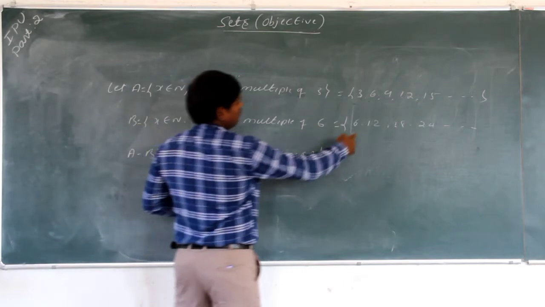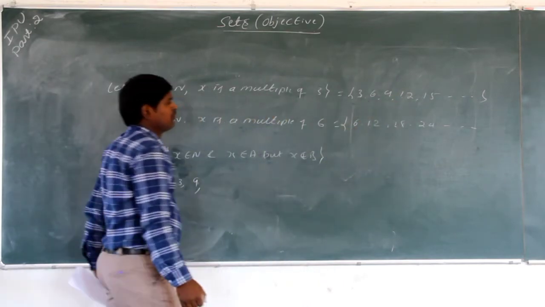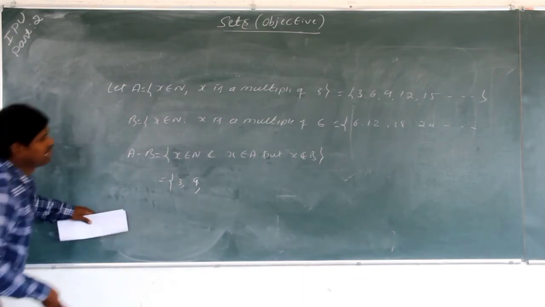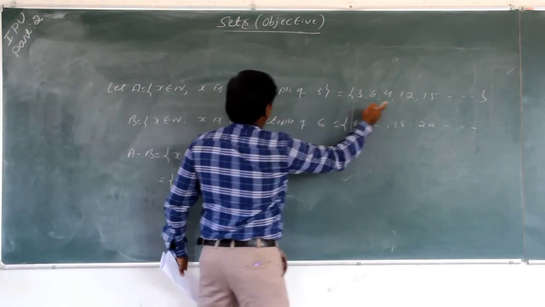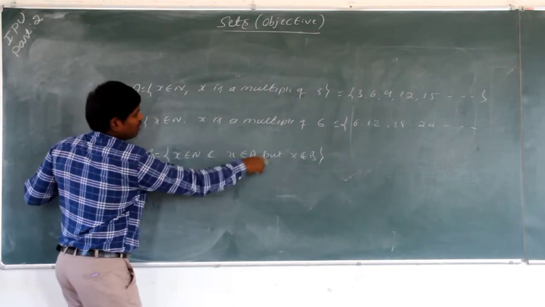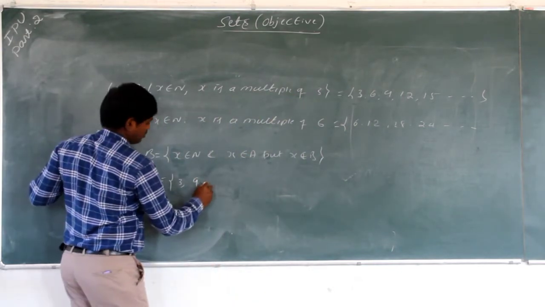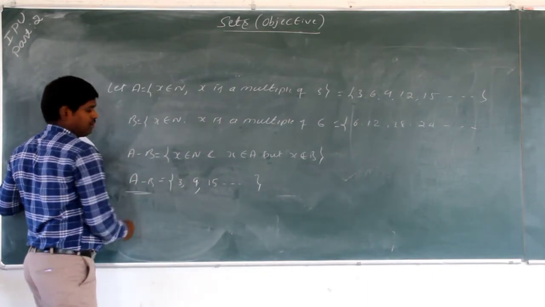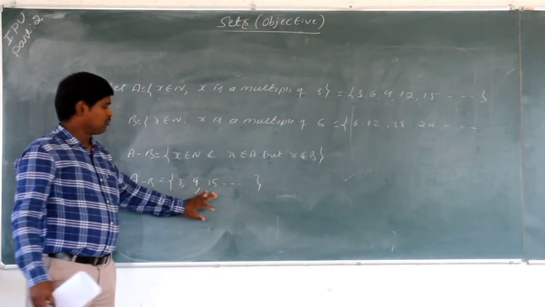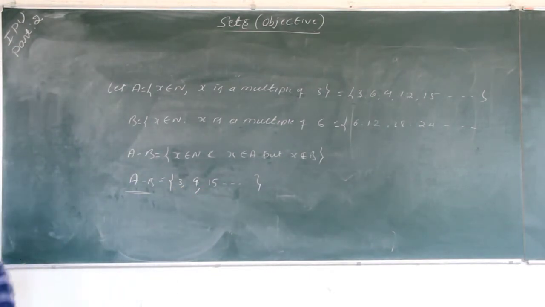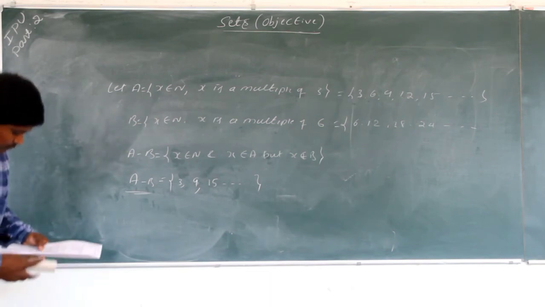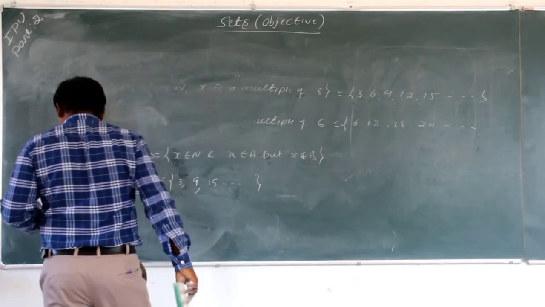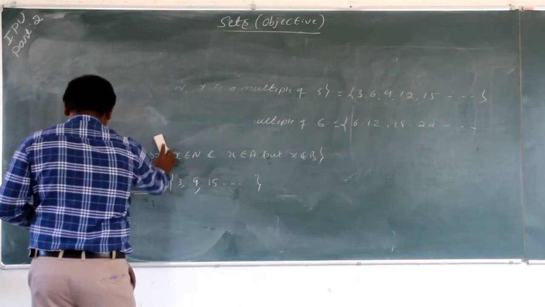Similarly, 12 belongs to both. 15 belongs to the set A only. That means the element belongs to A, but does not belong to B. So 15 and so on. So this is the set A minus B. So option 3 is the right answer.